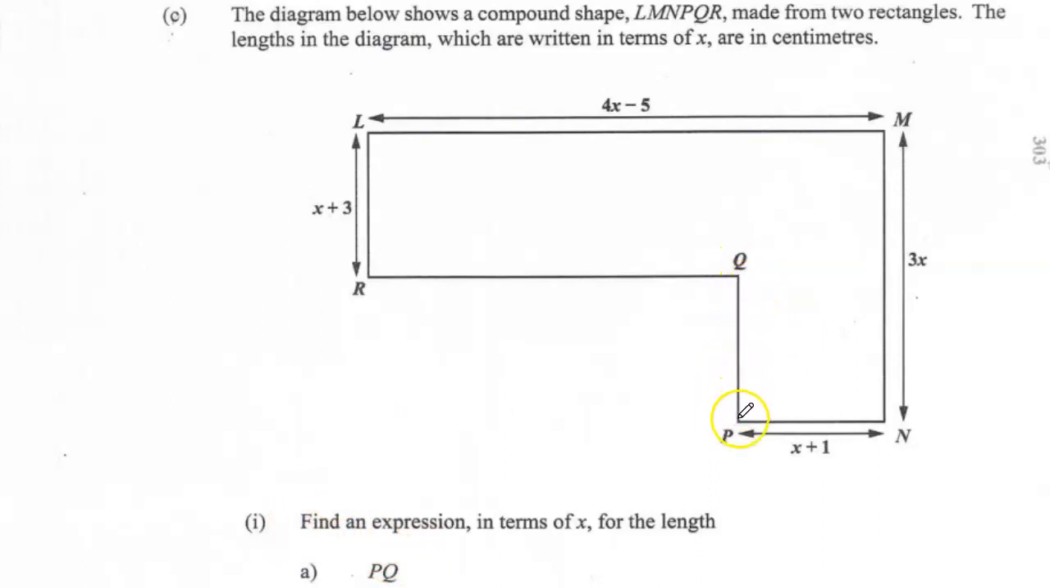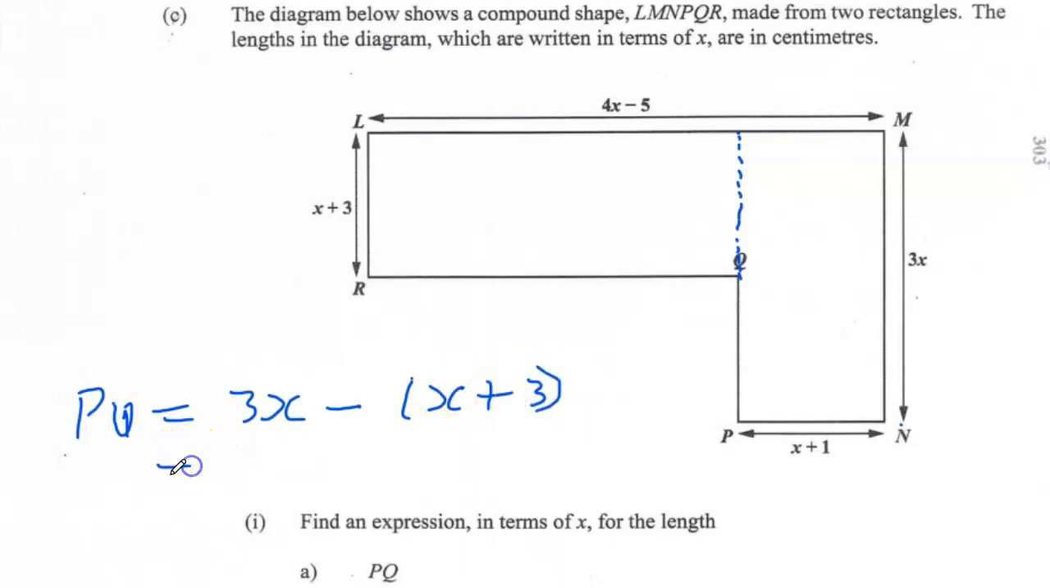We have a couple of ways we can find PQ. If I use all of this length here, extend it, some dotted line there. Notice from M to N, that's 3x. And if I subtract LR, this section, I will be left with PQ. So if I subtract this section, that's x plus 3, I subtract x plus 3.